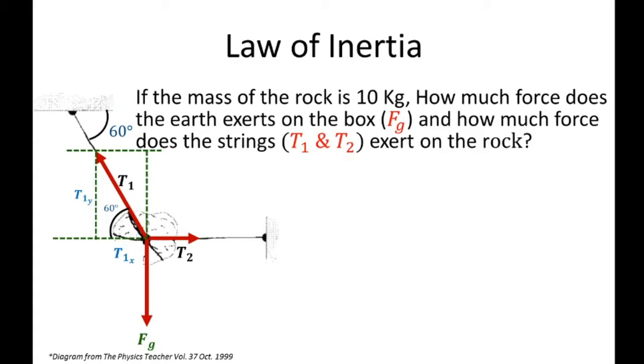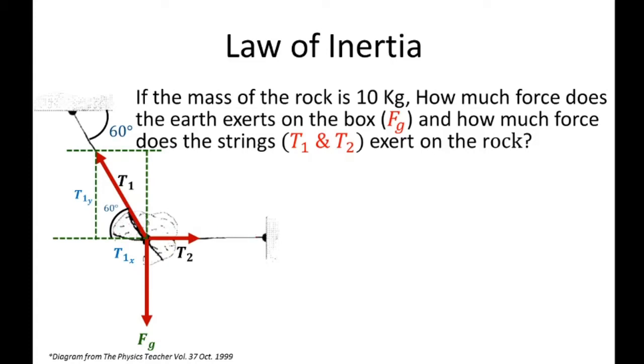So drawing the free body diagram, we have this result already from our previous discussion. We have the force of gravity downward, then tension 1, the tension of the spring as it pulls the rock in this direction, and tension 2, the force of the string as the string pulls the rock in this direction.